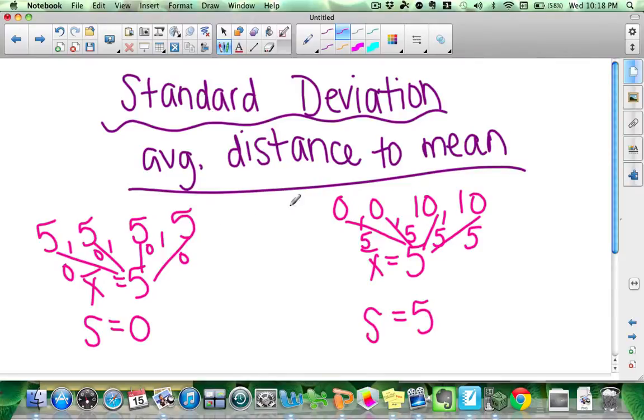So we see these two data sets are very different. 5, 5, 5, 5 and 0, 0, 10, 10, that's pretty different. They have the same mean. So if we only looked at center, they'd be the same. But the spread, in this case the standard deviation, shows me that they are in fact different.